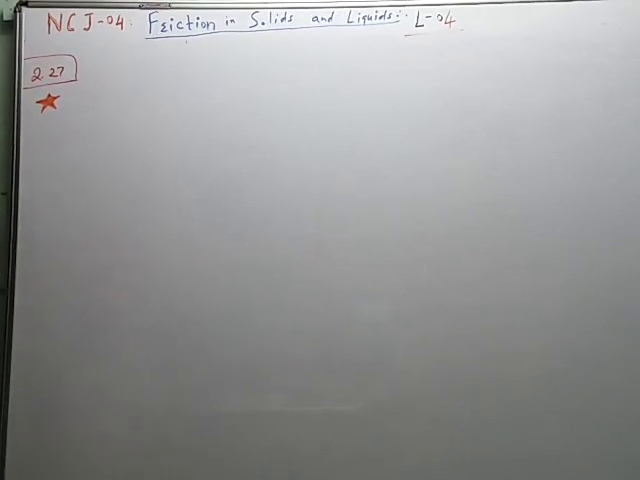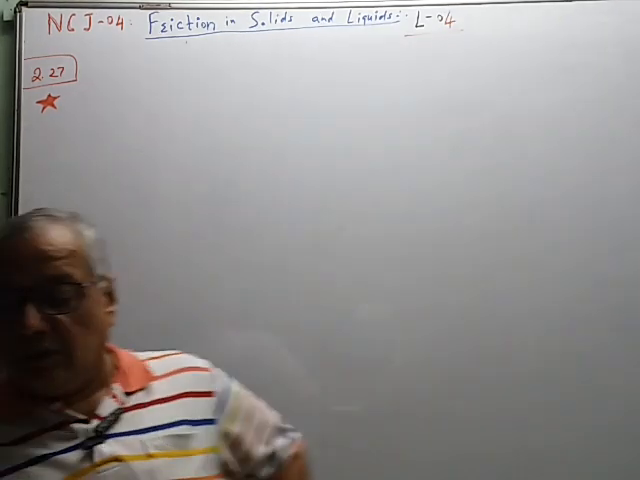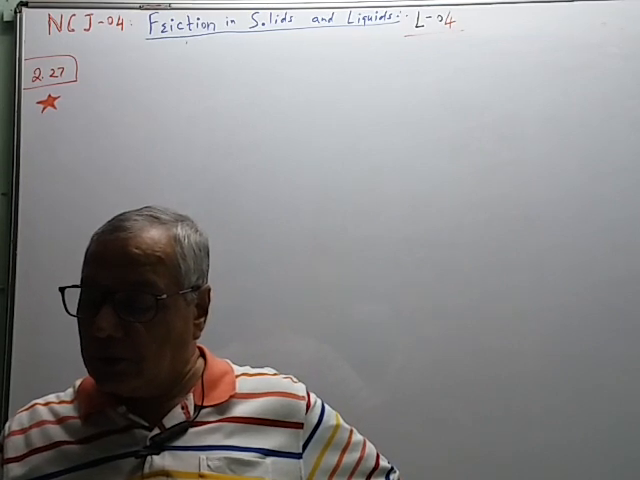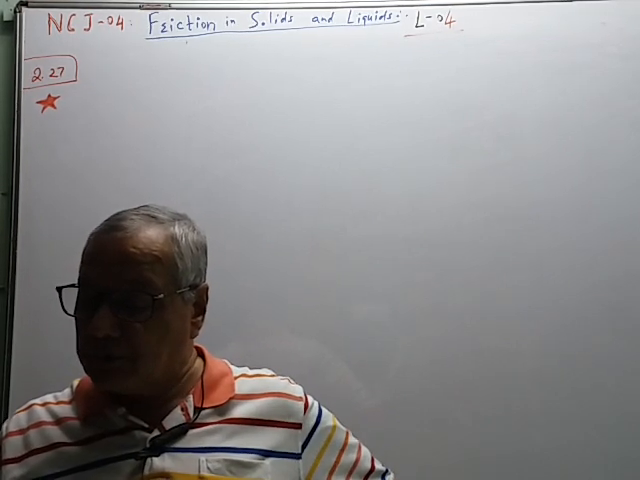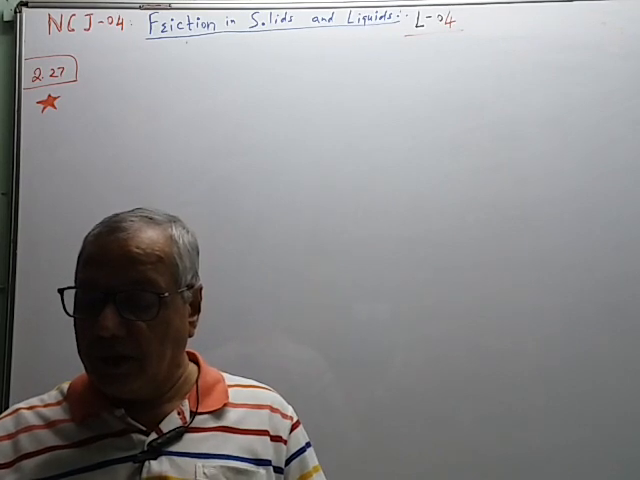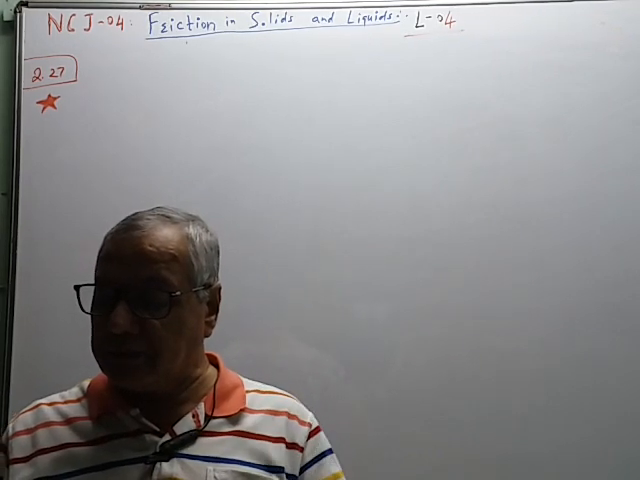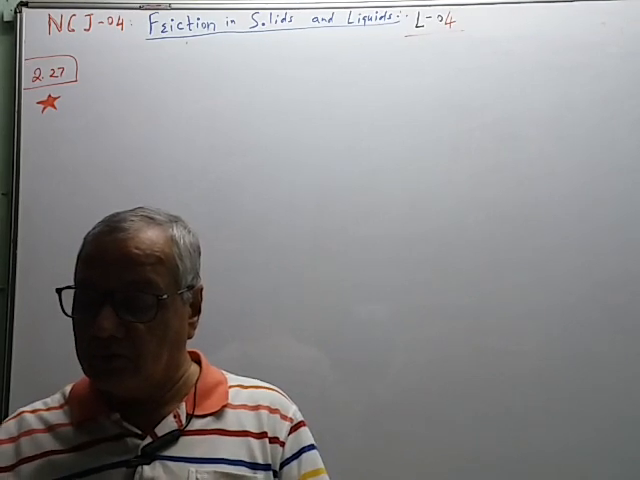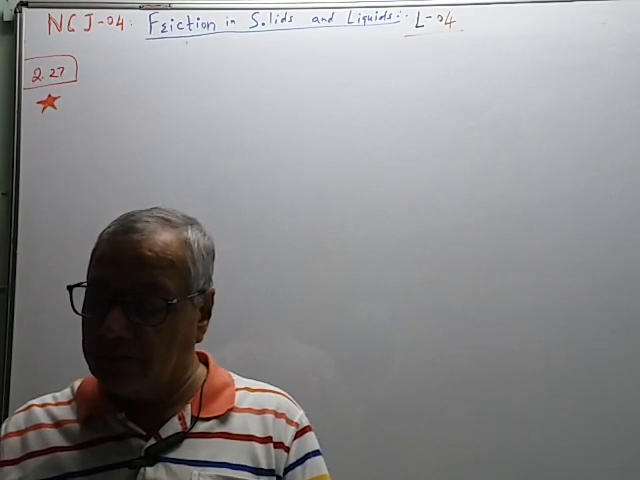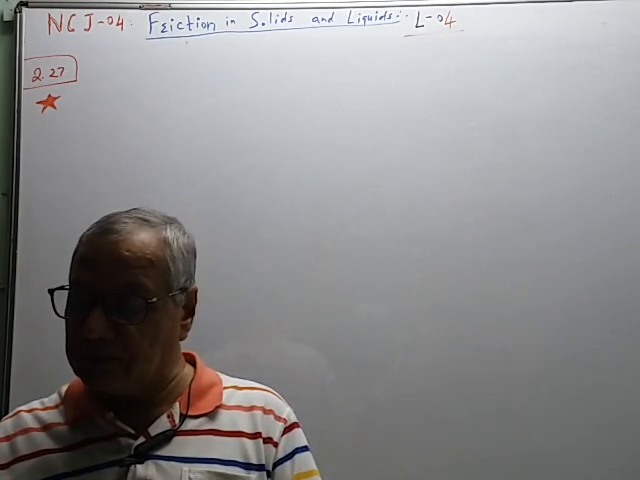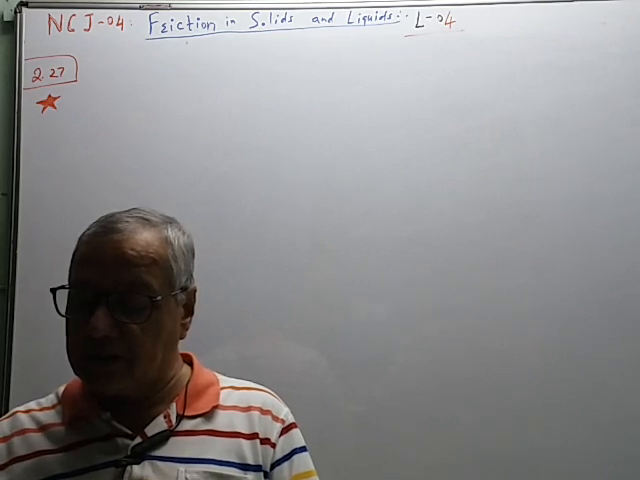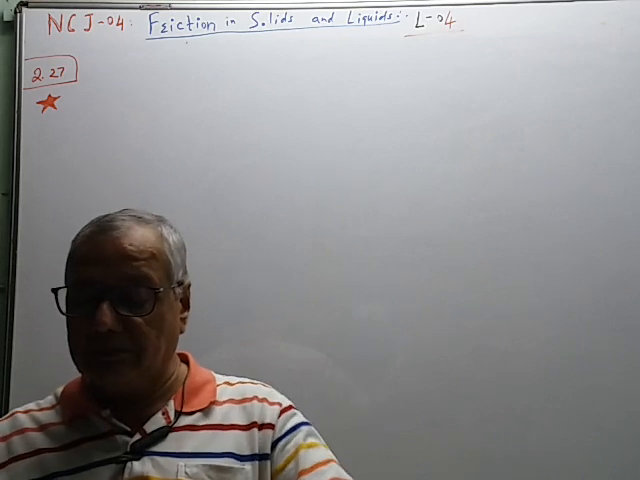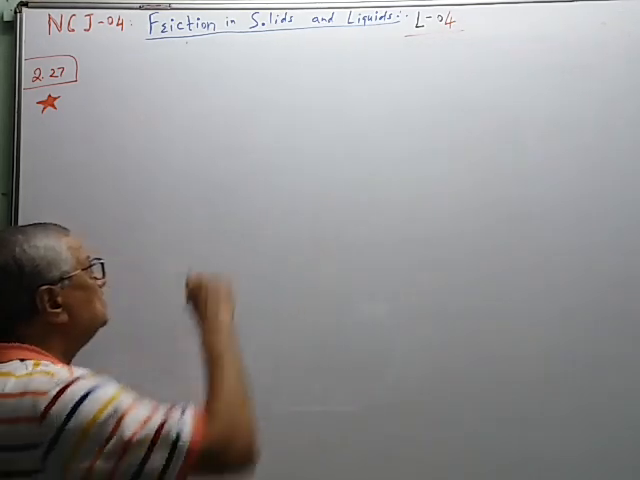Next, 27. A cylindrical vessel of radius r is filled with a homogeneous liquid up to the height h. It is found that the force exerted by the liquid column on the bottom of the cylinder is equal to the force exerted by the liquid on the sides of the cylinder. What is the relation between r and h? Here is an important hint. So this is the cylinder.